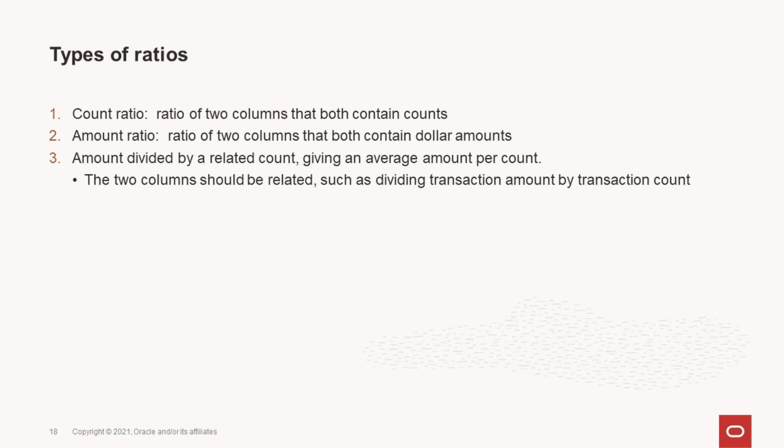We use several different kinds of ratios. We have ratios of columns that both contain integer counts. We have ratios of dollar amounts, and then we have averages, right? That's just an amount or a count divided by some other count. And the two columns, of course, should be related. I'll give some more examples a little bit later.